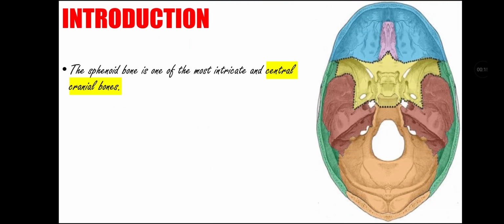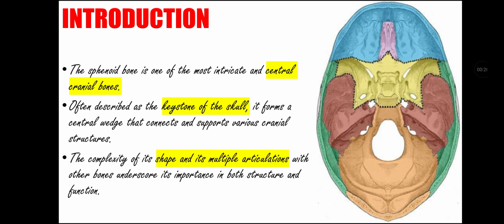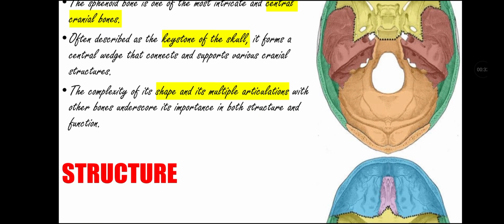Sphenoid bone is one of the most intricate and central cranial bones. It is often described as the keystone of skull. It forms a central wedge that connects and supports various cranial structures. The complexity of its shape and its multiple articulations with other bones underscore its importance in both structure and function.